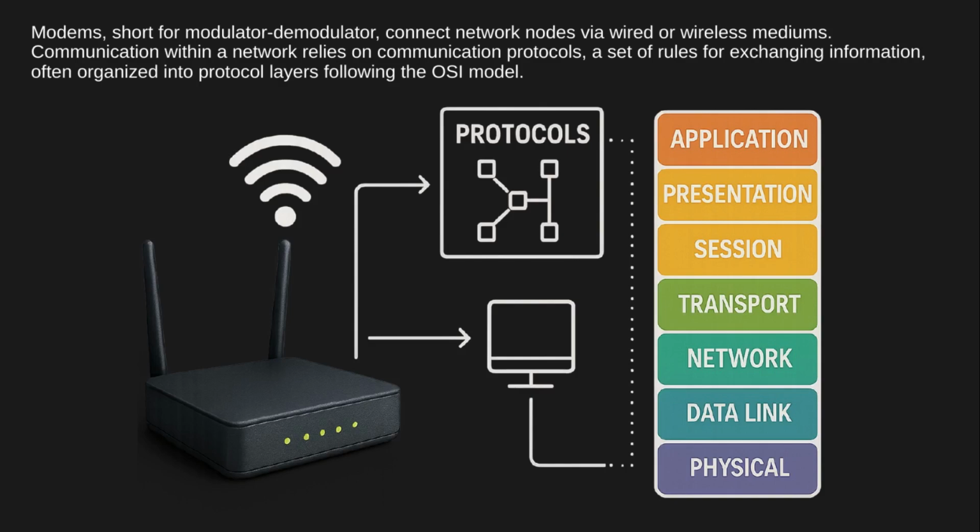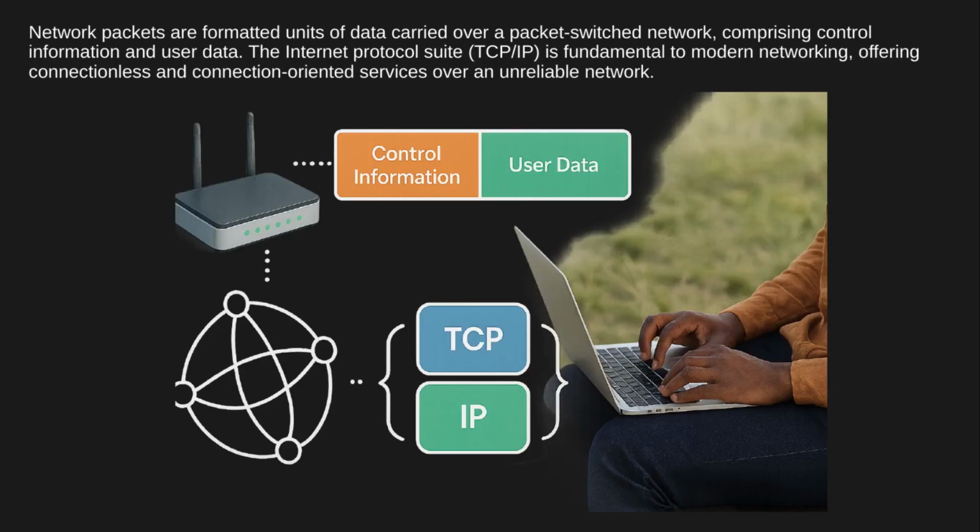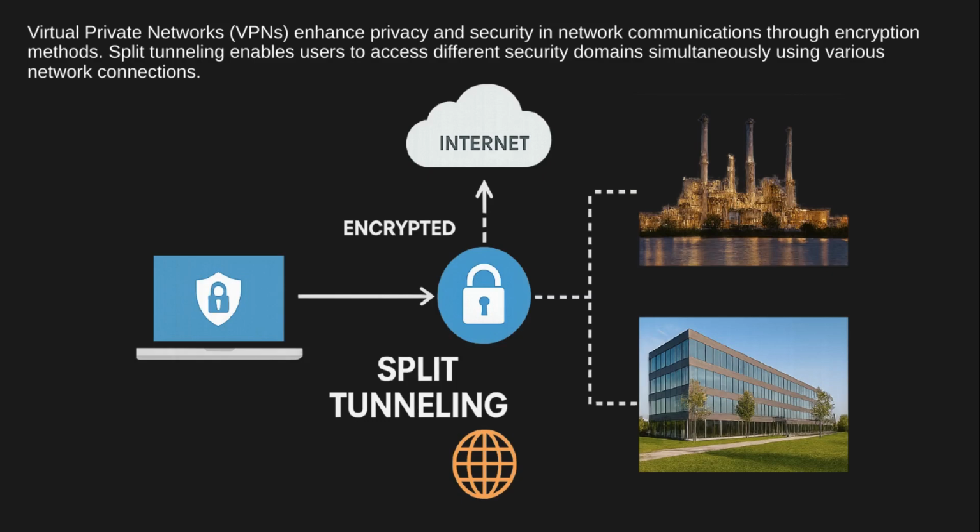Communication within a network relies on communication protocols, a set of rules for exchanging information, often organized into protocol layers following the OSI model. Network packets are formatted units of data carried over a packet-switched network, comprising control information and user data. The Internet Protocol Suite, TCP/IP, is fundamental to modern networking, offering connectionless and connection-oriented services over an unreliable network. Virtual private networks, VPNs, enhance privacy and security in network communications through encryption methods.